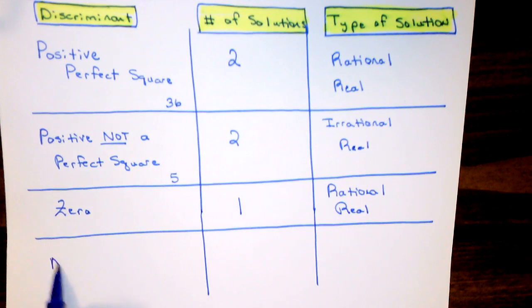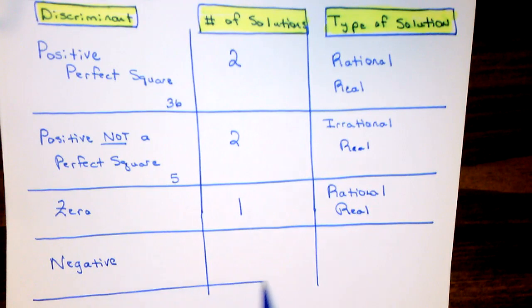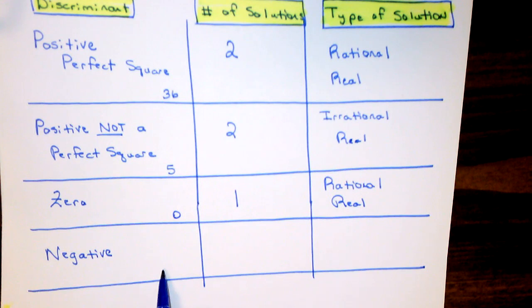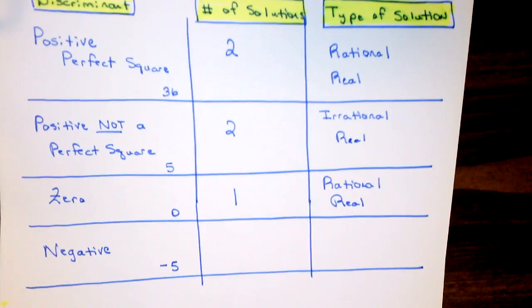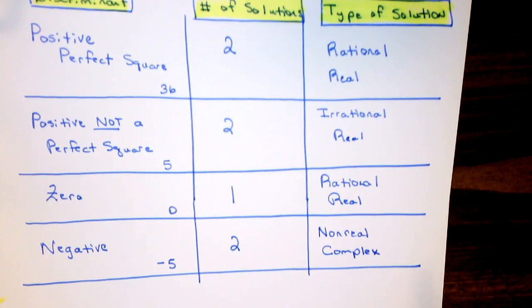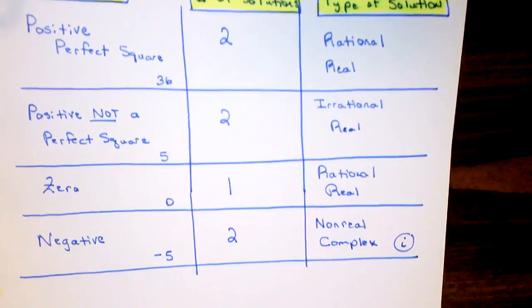Now, if you get a negative number, okay, 0 would just be like, 0. If you get a negative number, say that was negative 5, you're still going to get 2 answers. The only time you get 1 is if you get 0, okay? But this time, they're going to be considered non-real, complex, because you're going to have i's in your answer, okay? So this is when you would have i's in your solution.